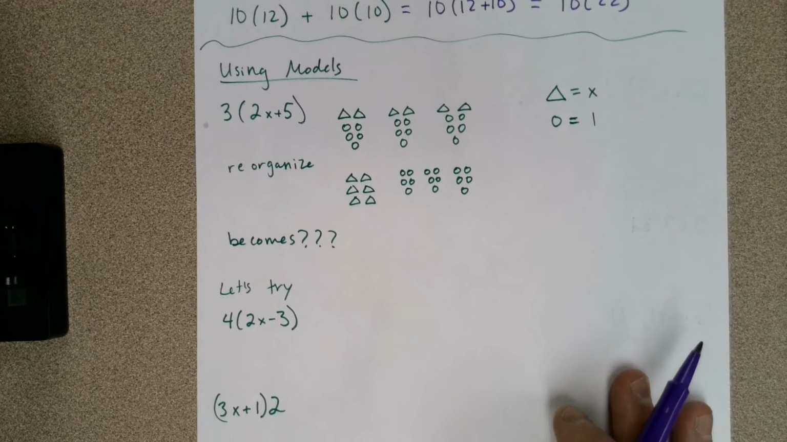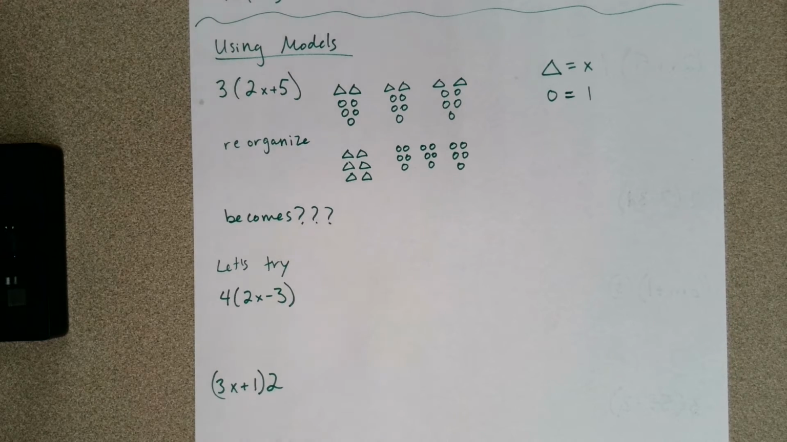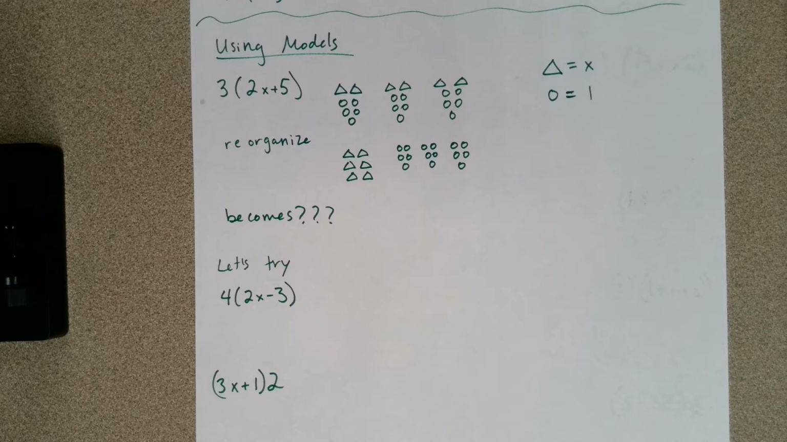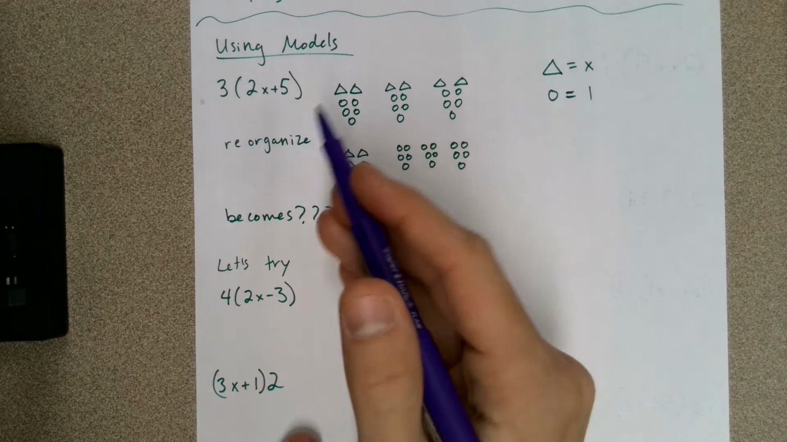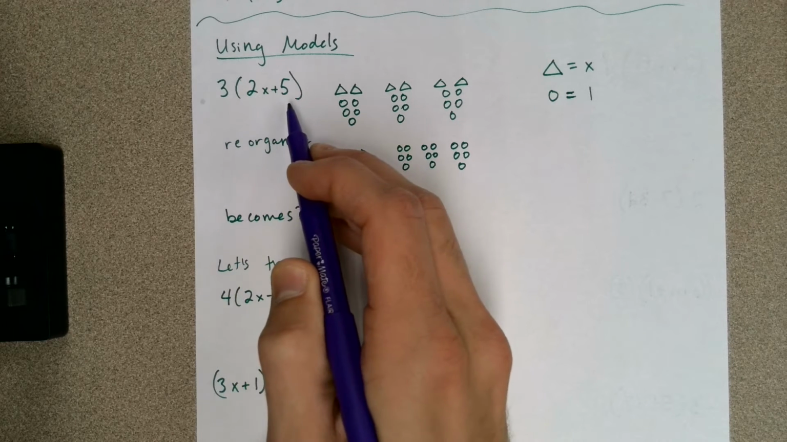Today we're going to be using a little bit of models, and then we're going to try a little bit of just classical distributive property. So the first example I want to look at is with models here. I think this will be an idea that'll make a lot of sense for some of you. If you don't like it, that's okay, but I think it does link some parts together that we might be missing here. So we're looking at 3 times 2x plus 5.